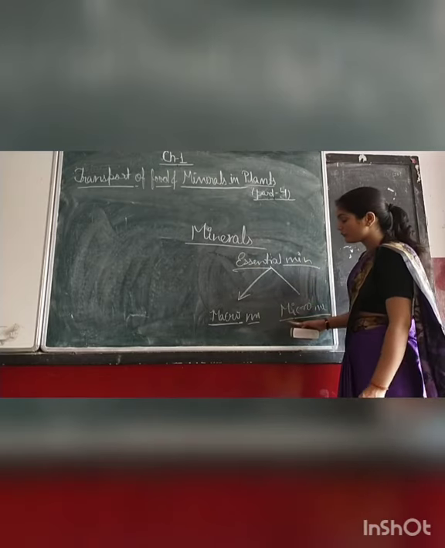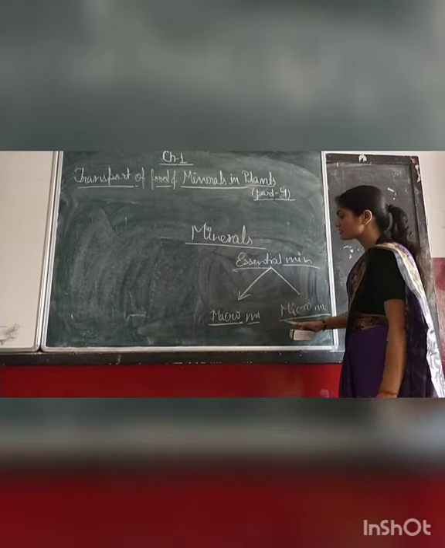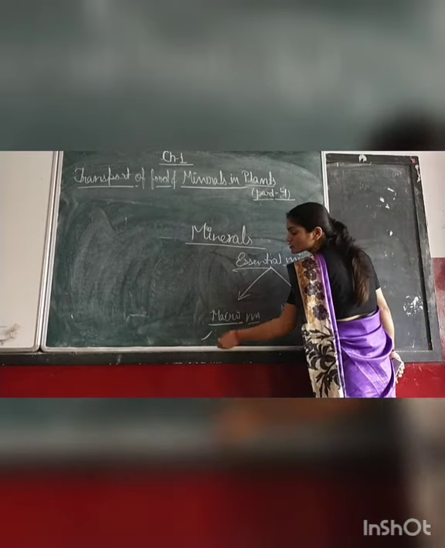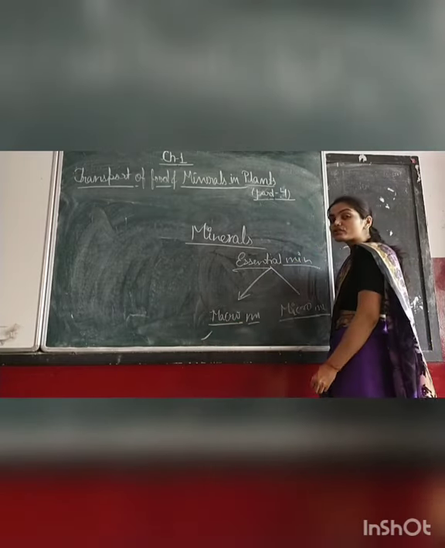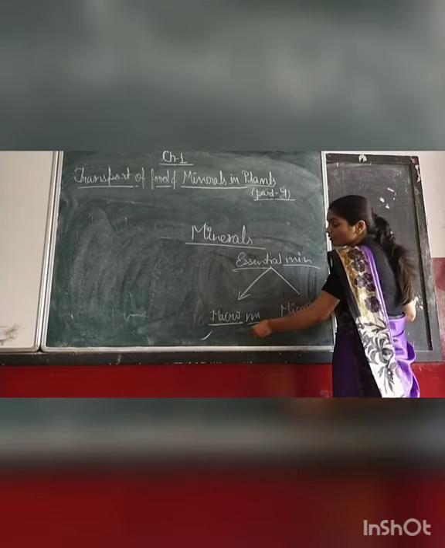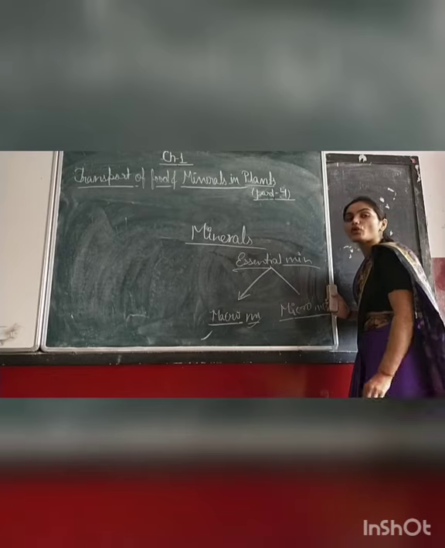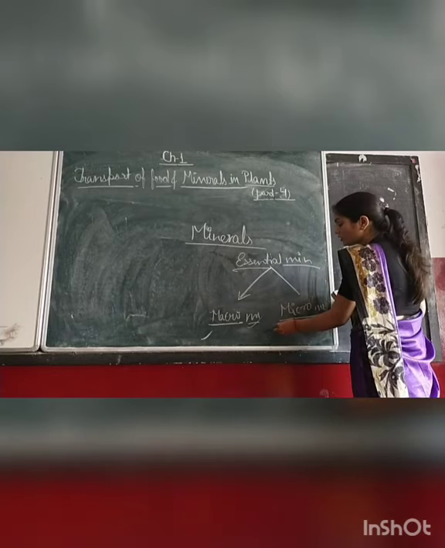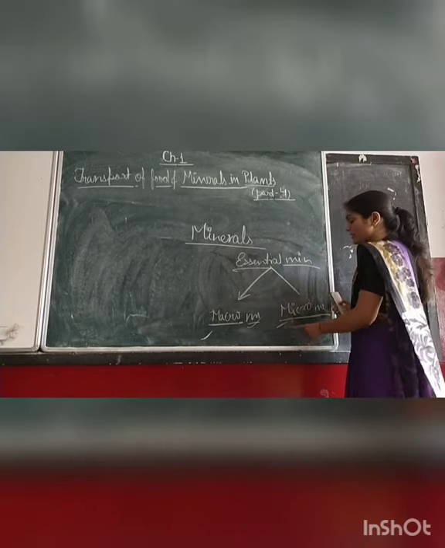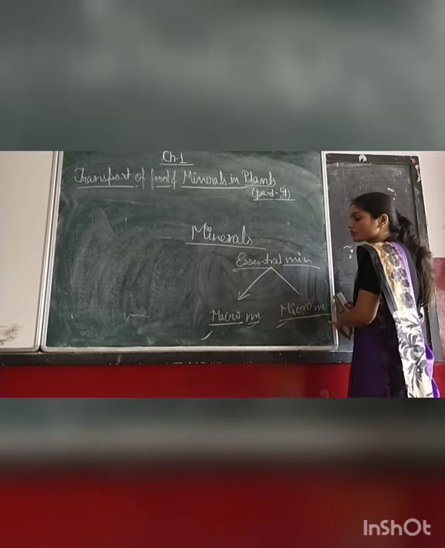But here the meaning of macro and micro means, students, the minerals or element which are required in plant in a large quantity is known as a macronutrient for the plant, and the nutrient which are required in very less quantity is known as a micronutrient for the plants.